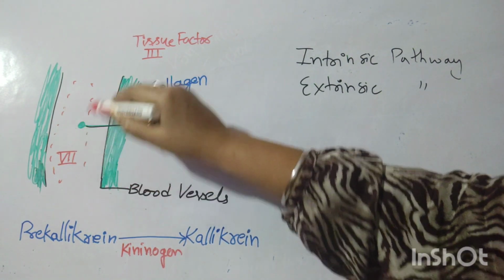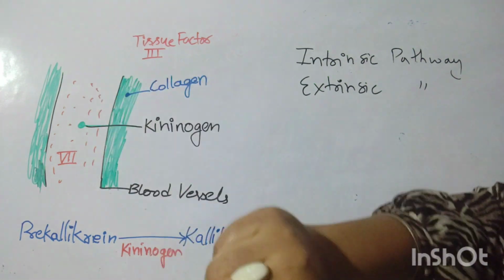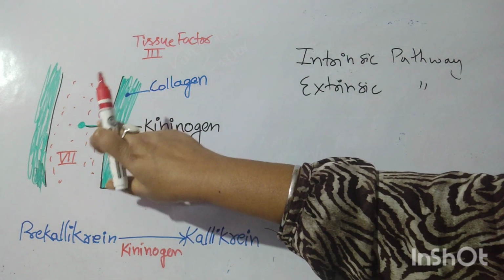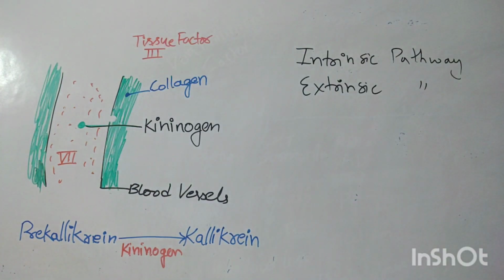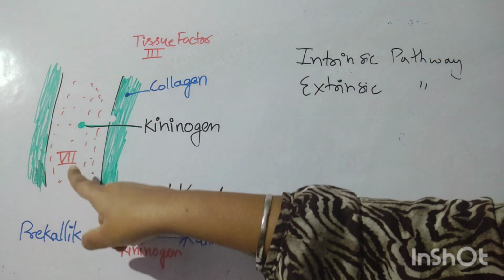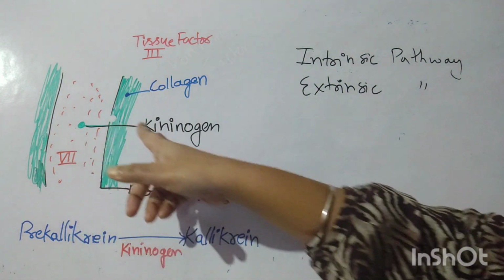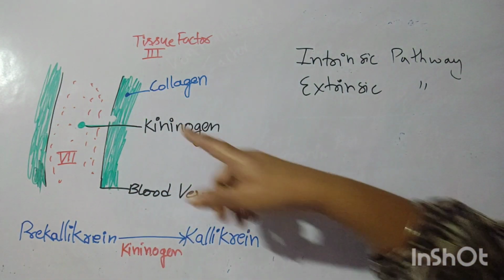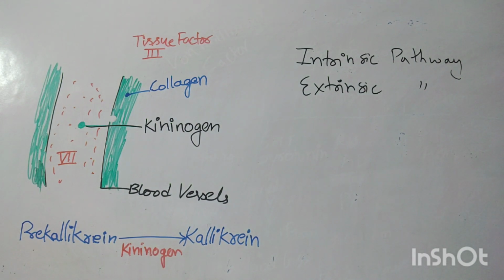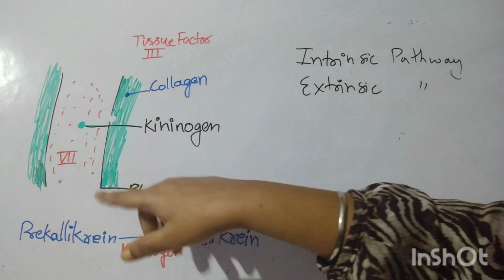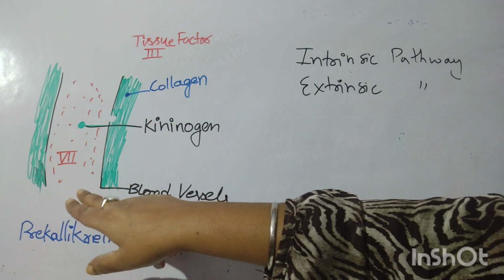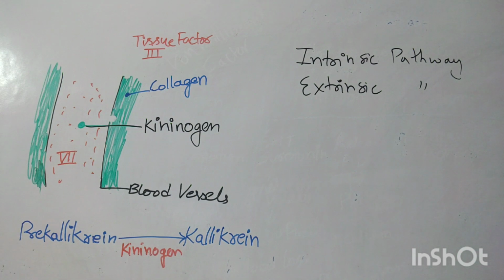So see what happens in a normal blood vessel. Blood flows like this, and all the cell components are present inside the vessel. But whenever there is an injury, what happens? The blood components come in direct contact with collagen. Collagen is a type of protein present in connective tissue. Here different blood components are present.